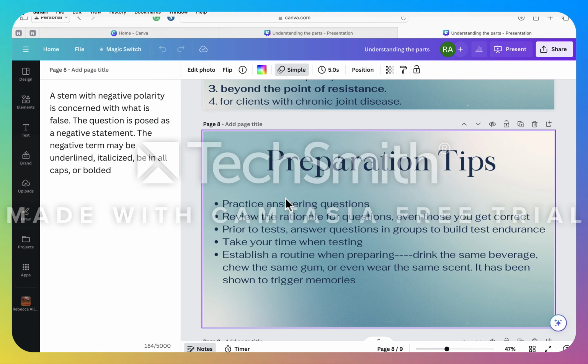So some preparation tips. You should practice answering questions. So we do our pre-lecture quizzes. You'll do your Prep U's, and those are great. And when you're doing those questions and preparing, you need to review the rationale for the questions, even those you get correct. Take some time when you do that first set of pre-lecture quizzes and look through them. Read through those rationales and see why, because all that is reinforcing. All that does is let you hear it again.